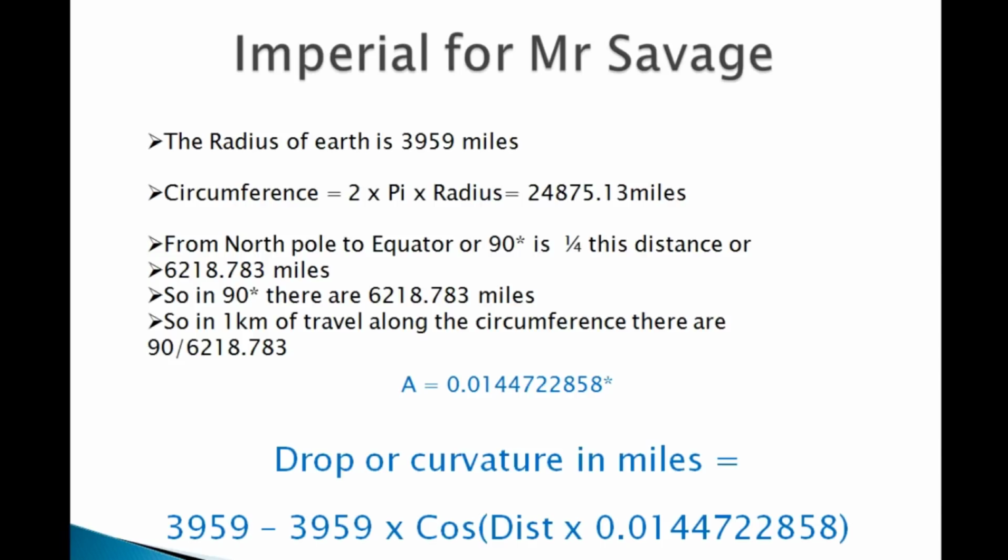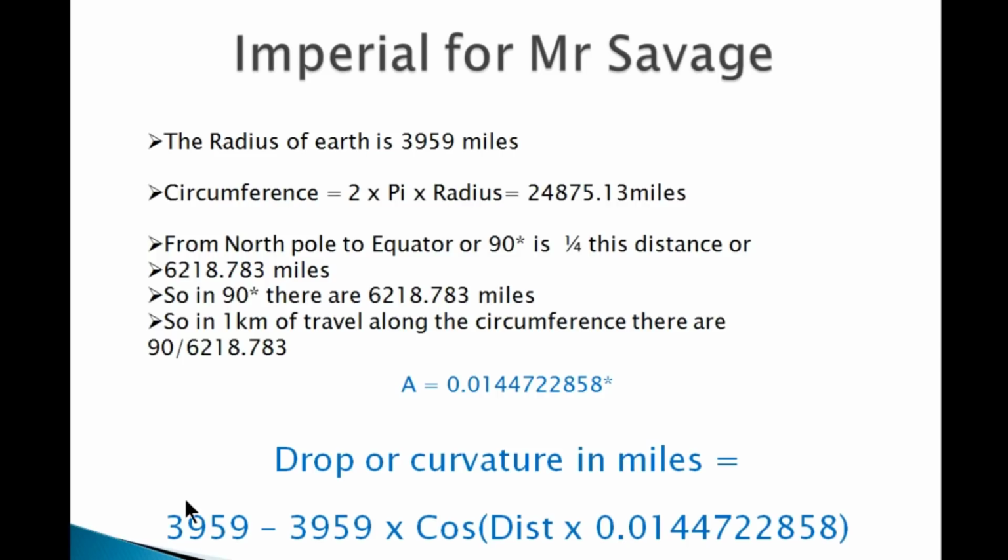And this was just for Imperial reasons. Now it requires a little bit of extra recalculating of the formula, putting the numbers in from the beginning in an Imperial way. And you'll excuse me here, I've stated kilometre, which Mr. Savage kindly pointed out to me, but it does mean miles. So in one mile of travel along the circumference, the angle, because obviously a mile is bigger than a kilometre, is actually 0.0144722.858. And obviously when expressed in miles, the radius is smaller as well.